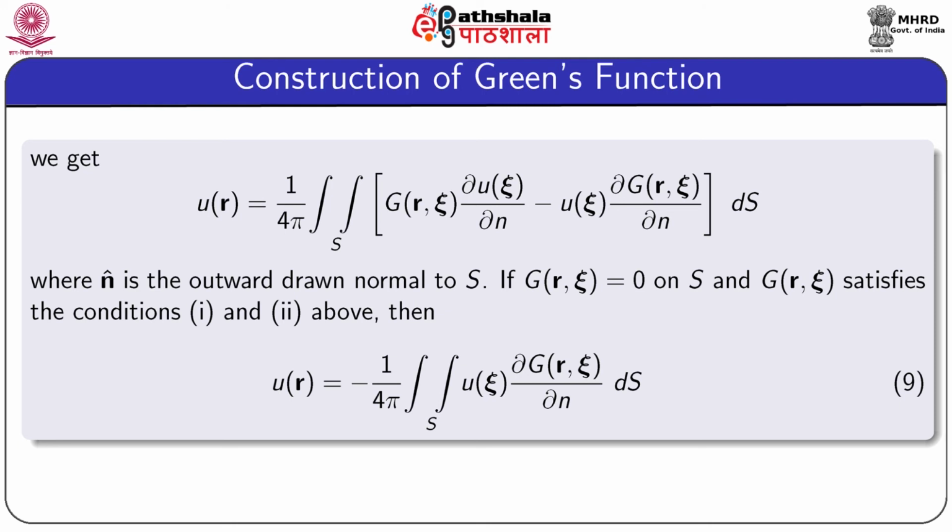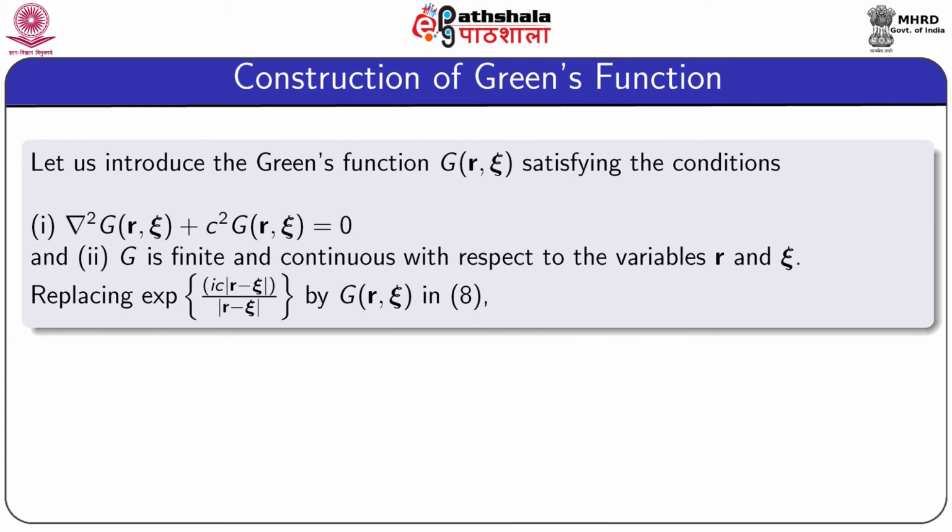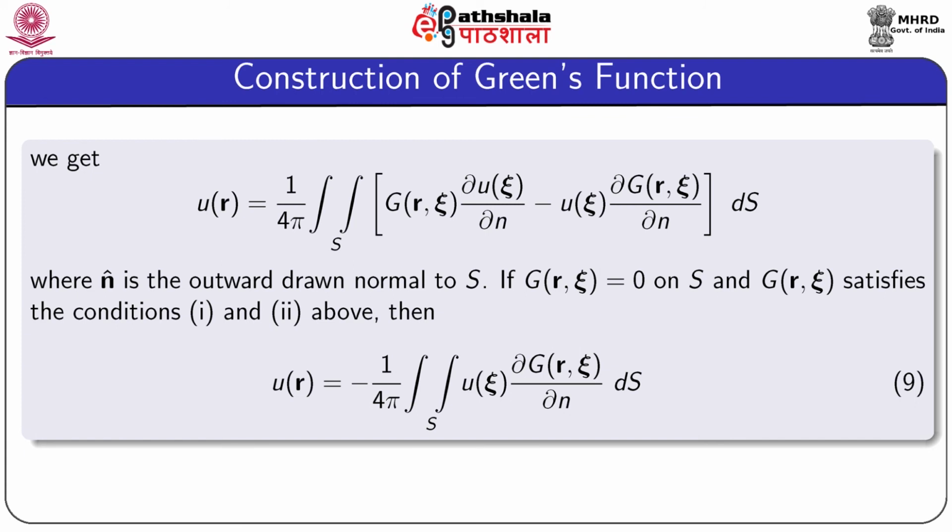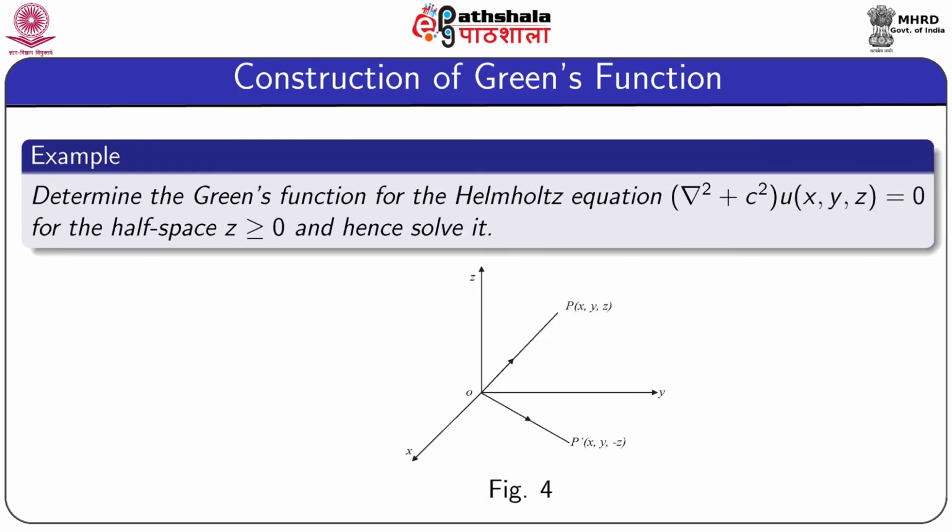So, with this choice of g, we obtain that g will satisfy the Helmholtz equation. G is finite and continuous with respect to the variables r and xi, and g is equal to 0 on the surface S. Therefore, g is the appropriate Green's function for the Helmholtz equation. Now, we want to find the particular expression for Green's function for this particular problem.